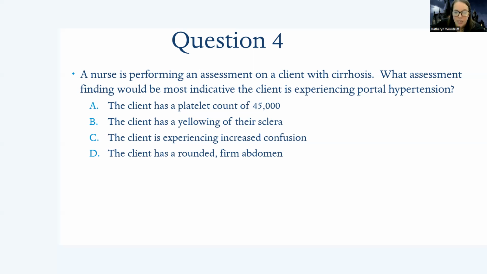And this is again, when you're studying, you always want to think about what would be a different correct answer, what else would be correct, what would be incorrect. So another right answer is if they were having esophageal varices or esophageal bleeding or experiencing a GI bleed, that would be most indicative as well.